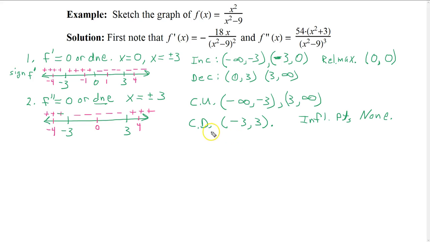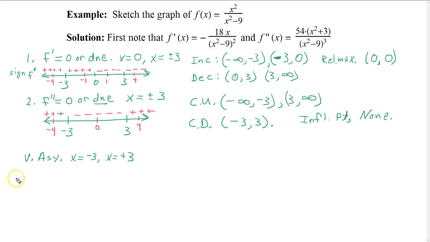Now let's identify any vertical asymptotes. Well, we see that the denominator here is equal to 0 at plus and minus 3, and at plus and minus 3 the numerator is 9. So we're going to have a vertical asymptote at plus and minus 3. So that's going to be at x equals -3 and x equals +3. Those are the vertical asymptotes.